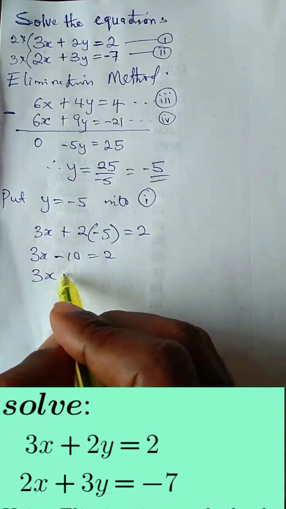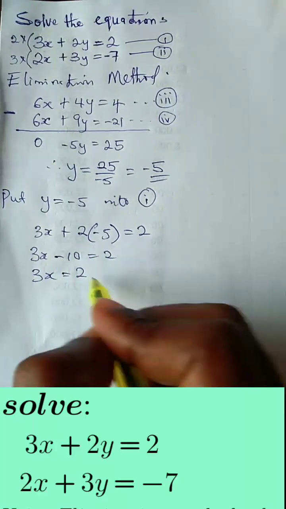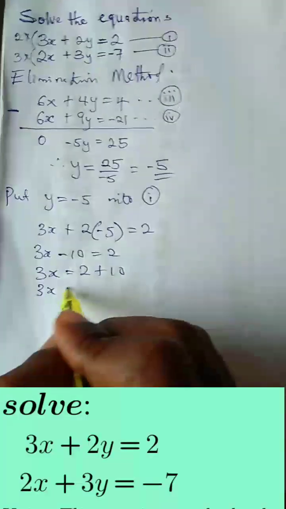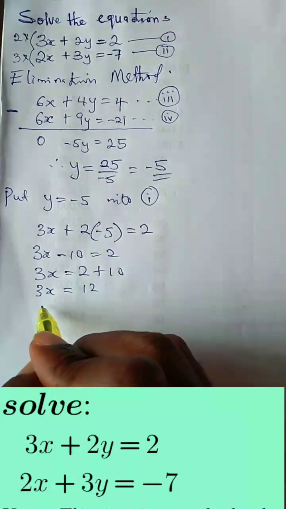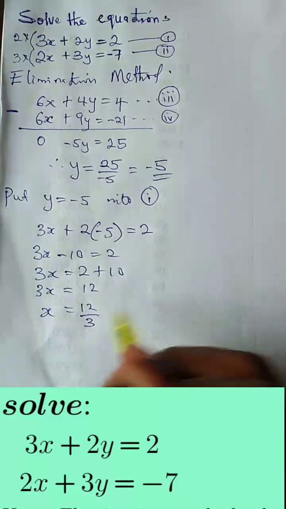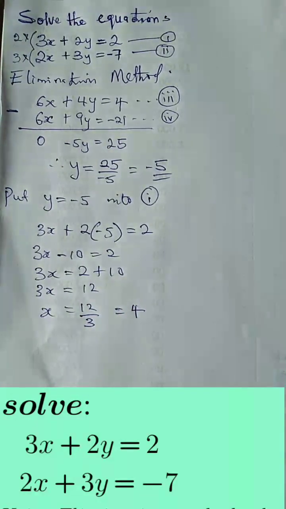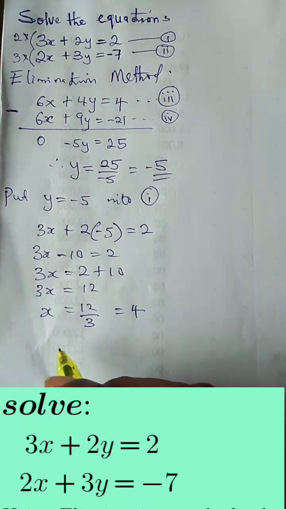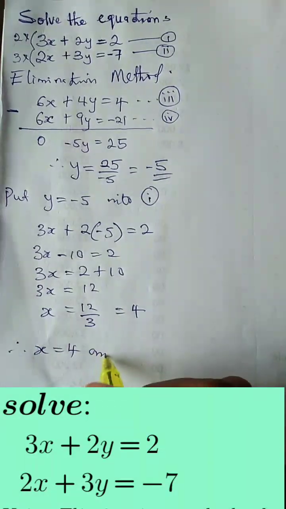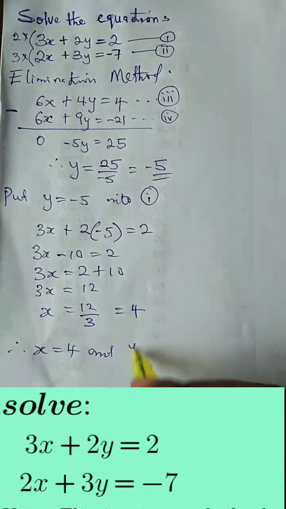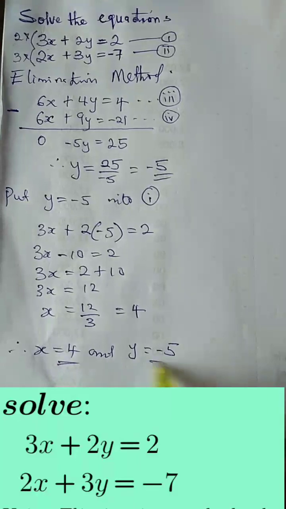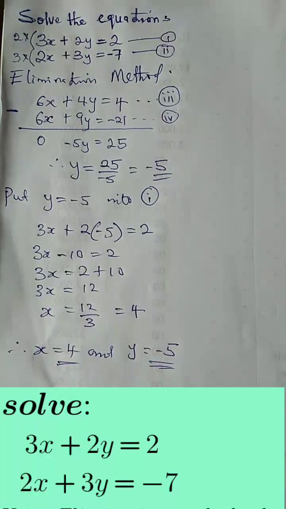I can now take this minus 10 down here. If this minus 10 comes here, it becomes plus 10. Then I have 3x equals 12. If I divide both sides by 3, I'm going to have 12 divided by 3, which equals 4. So you can see now that I've gotten the two values. We say therefore x equals 4 and y equals minus 5. These two are the solutions to this problem.